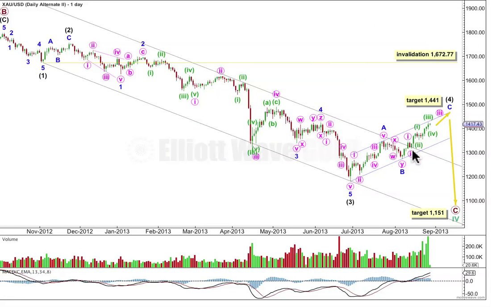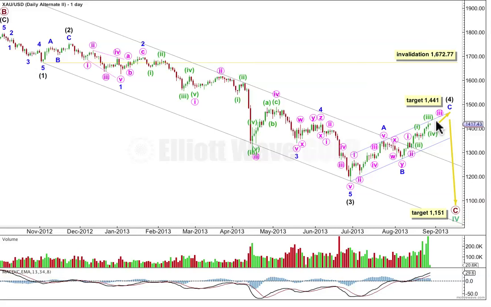This alternate wave count is identical to the main wave count right up to here, and then I've just moved this piece of movement here down 1 degree. It's certainly possible that intermediate wave 4 is not over, and that within the C wave of the zigzag, within minor C, minute wave 3 is extending, and third waves are commonly extended.